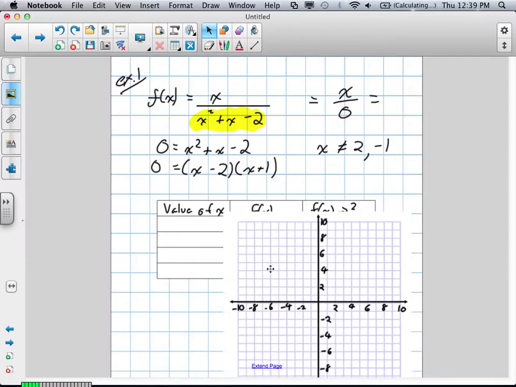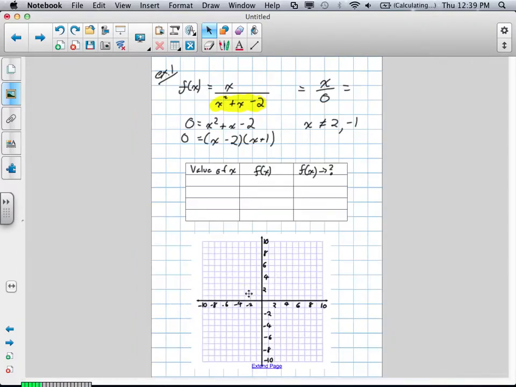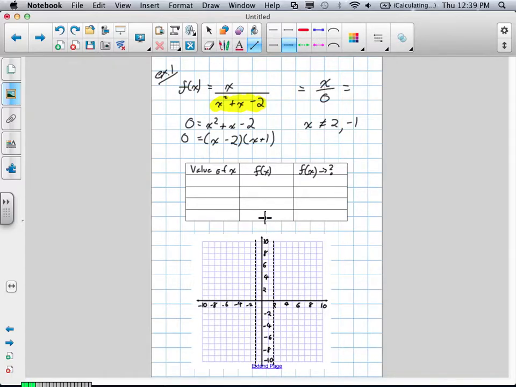Let's move it down. So what that means is we have a vertical asymptote on this graph at the value of 2, which is there, and at negative 1, which is here. So we have that information so far.